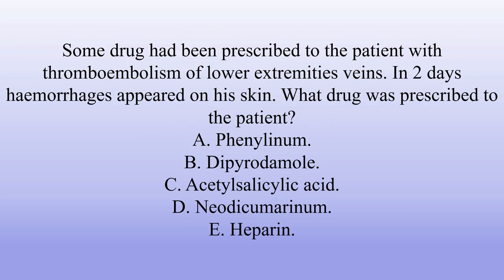Some drug has been prescribed to the patient with thromboembolism of lower extremities veins. In 2 days, hemorrhages appeared on his skin. What drug was prescribed to the patient? So in this case, we are searching for anticoagulant of direct action, which can be used in thromboembolism of lower extremities veins. So the answer is heparin.